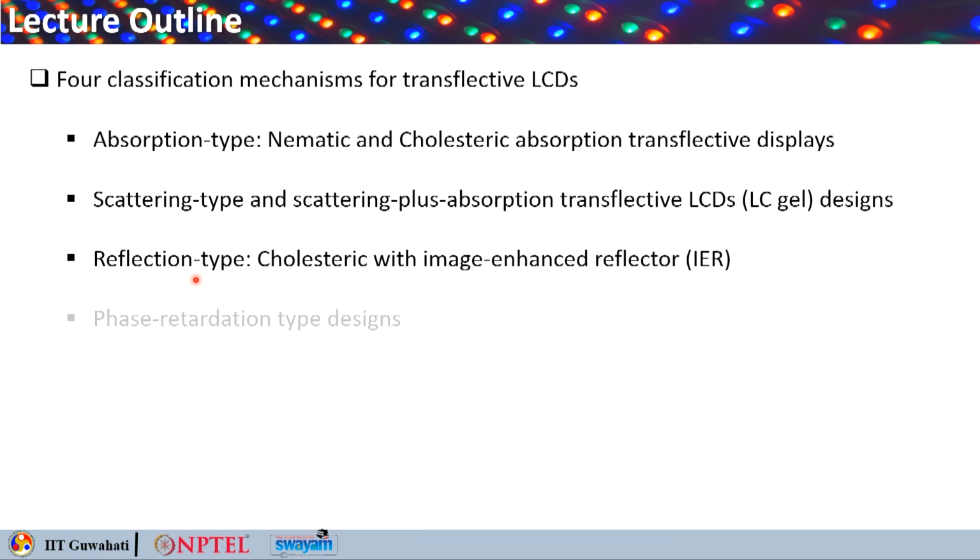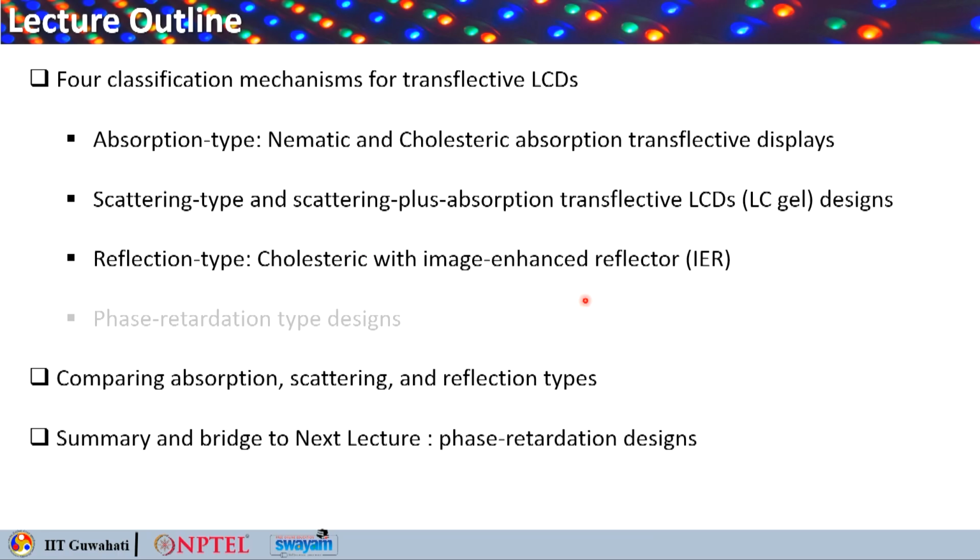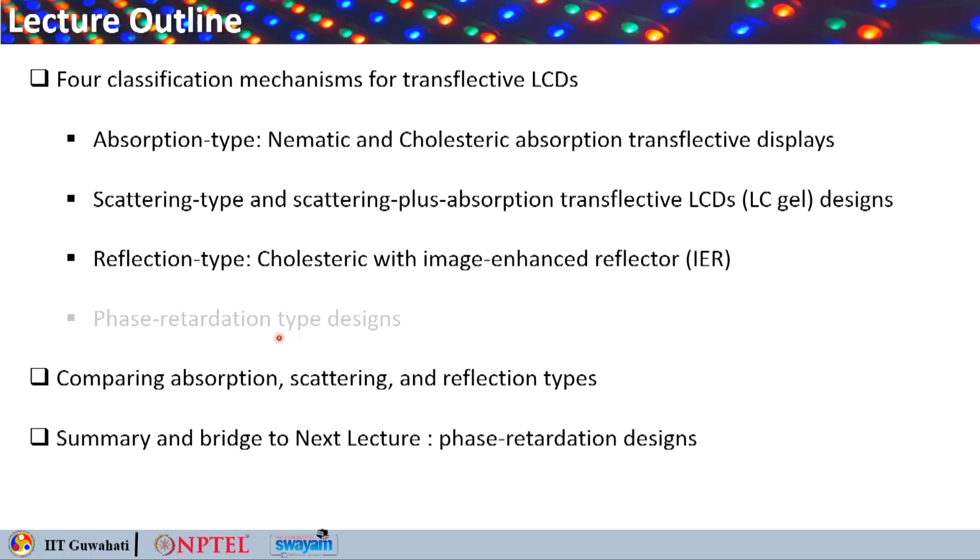And then we will look into the reflection type, where the cholesteric with image enhanced reflectors, that is IER, are used. And then if time permits, we'll cover the phase retardation type designs, or else we'll cover this in the next lecture. And then we will be comparing the absorption, scattering and the reflection types. Finally, we'll provide a summary and a bridge to the next lecture, where we'll be covering this particular phase retardation kind of design.